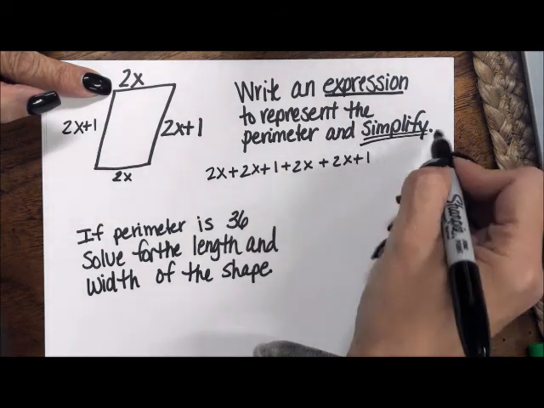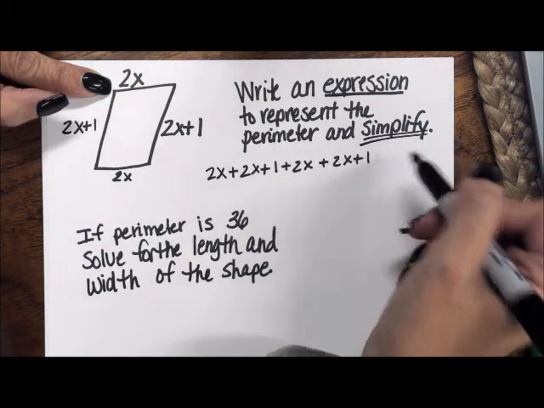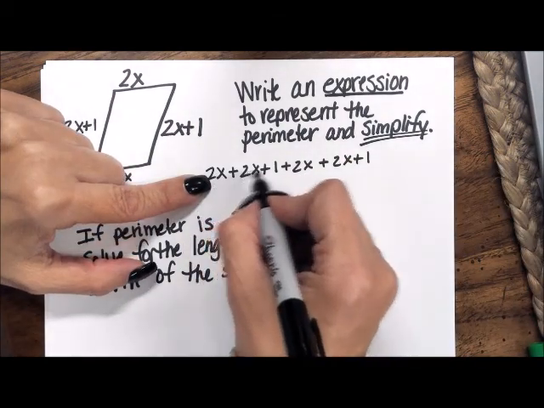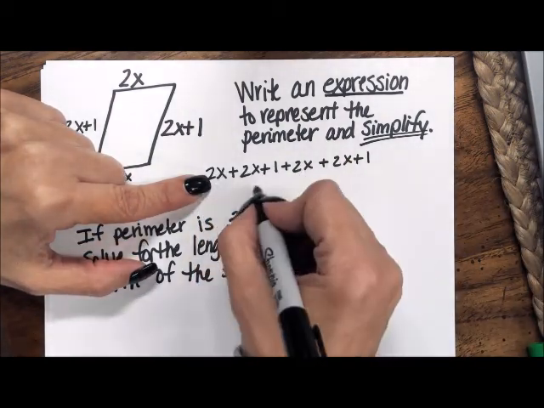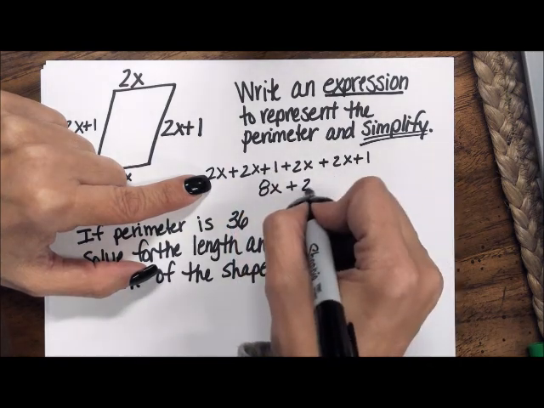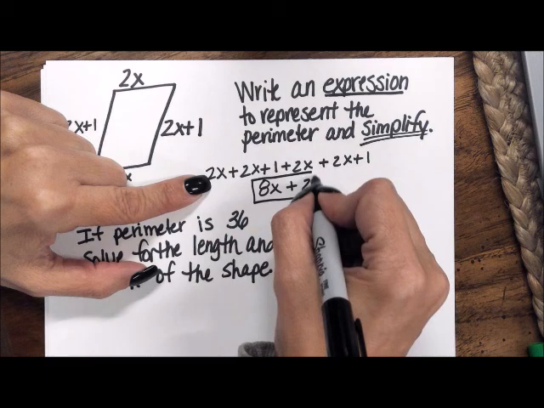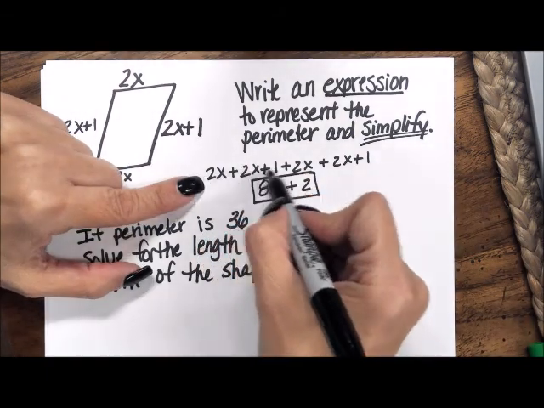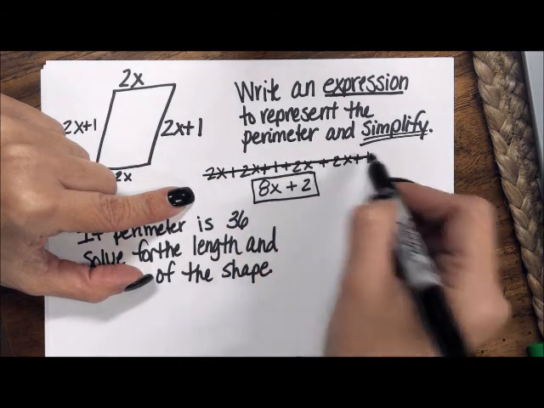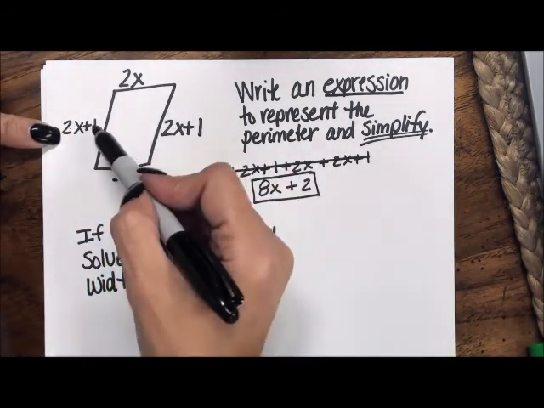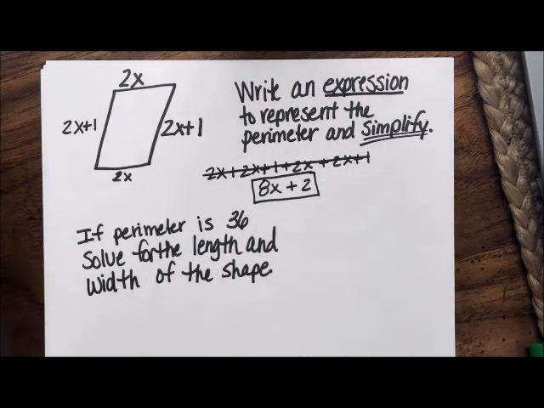Now something on here people always miss on my test is simplify. I don't want to see that as your answer. I want to see 2, 2, 2, and 2. 2, 4, 6, 8. So that's 8x plus 1, 2. This is an expression to represent the perimeter. Now, did you have to do this? Nope. You could have just said 2, 4, 6, 8, 8x, 1, 2, plus 2. You could have gone straight to that to write that expression.